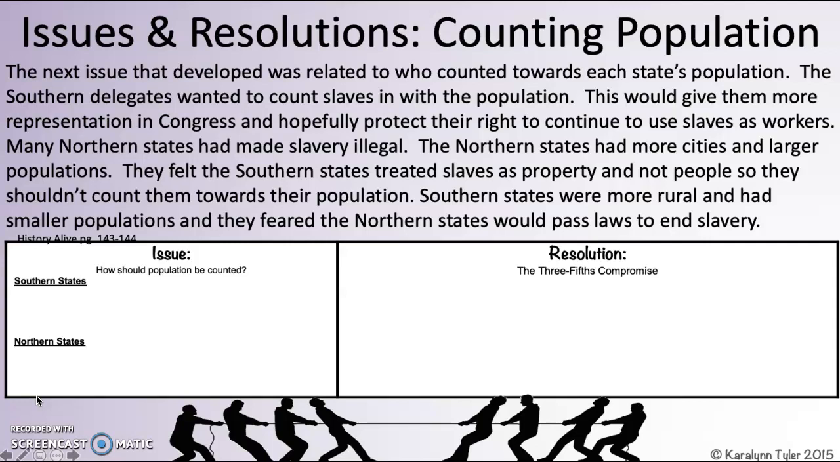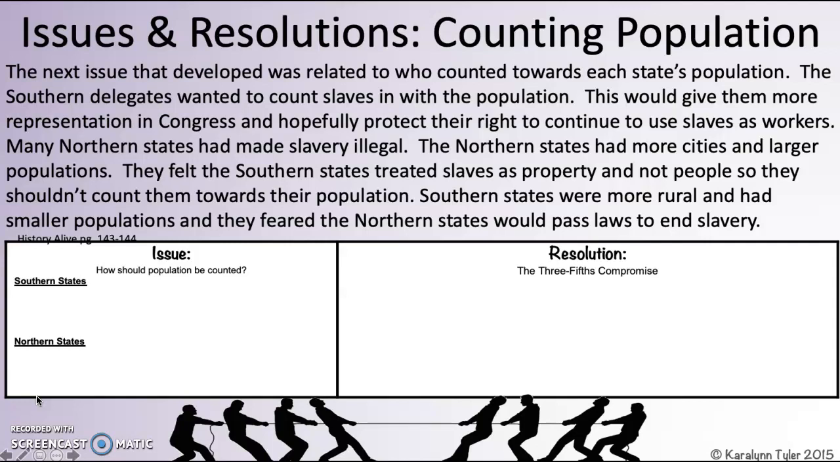The second issue that comes up then, because we're going to look at each state's population and determining how many people they get to send to the House of Representatives, is that the Southern delegates want to count slaves in their population. This is going to give them more representation in Congress. They want to do this not because they care about the humanity of the people that they own as slaves, but because they want to basically pad their numbers. The more people they get to count, the more representatives they get to send to Congress, and with more representation in Congress, that will hopefully keep them and protect their right to continue to use slaves as workers.